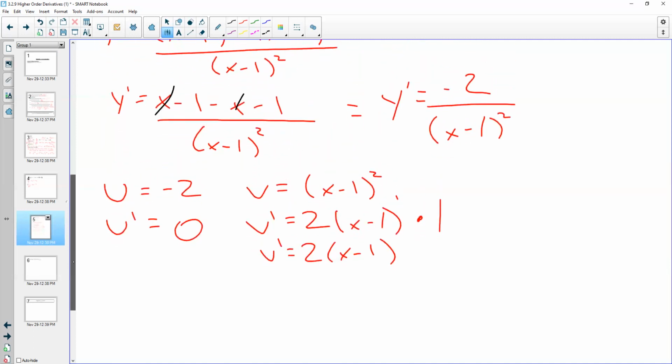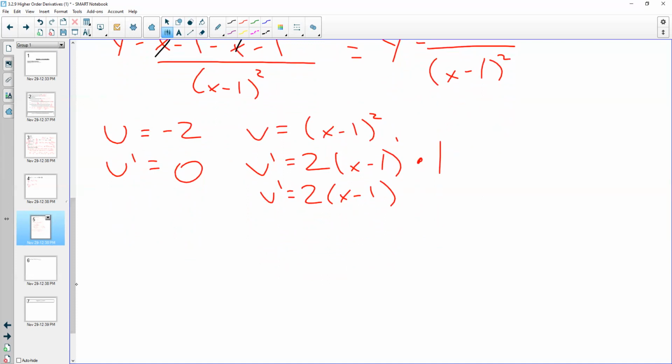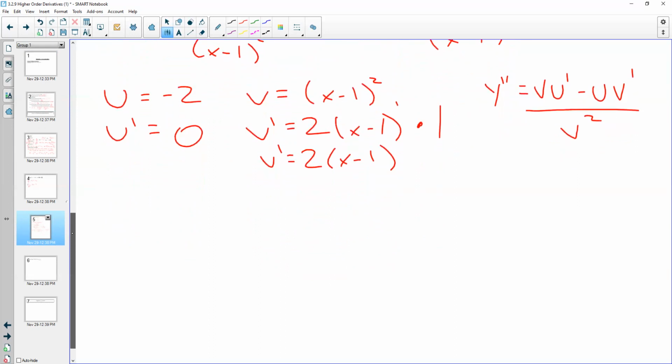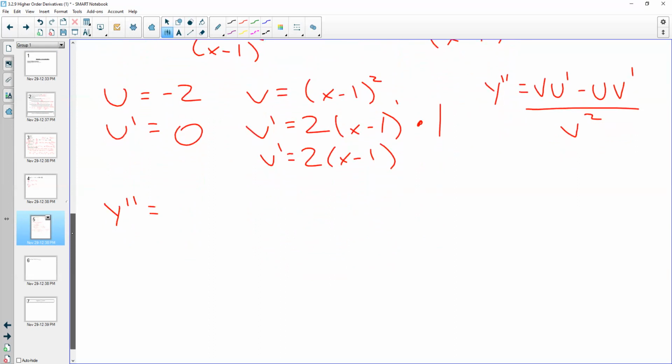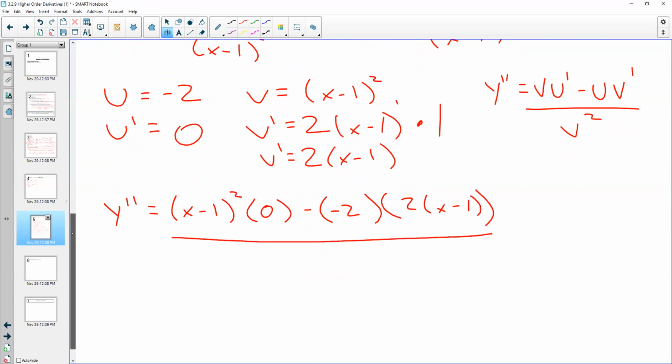Okay, now that we have u prime and v prime, we will substitute this in. Remember quotient rule: y double prime is v times u prime minus u times v prime over v squared. So v, x minus 1 squared, times u prime, which is 0, minus u, so negative 2, multiplied by v prime, which would be 2 times x minus 1, over v squared, so x minus 1 squared.